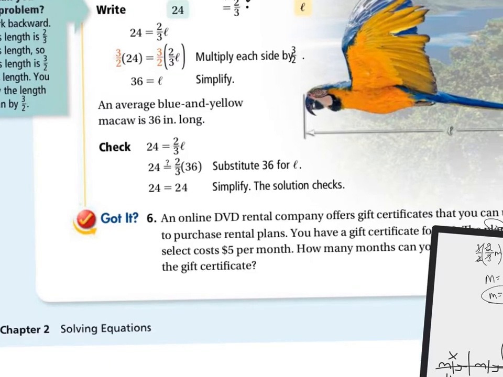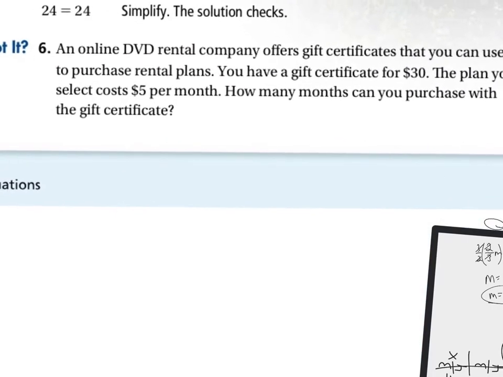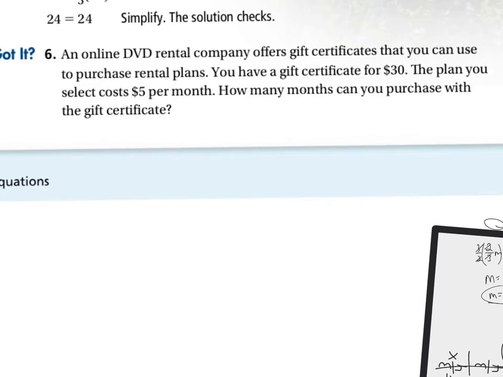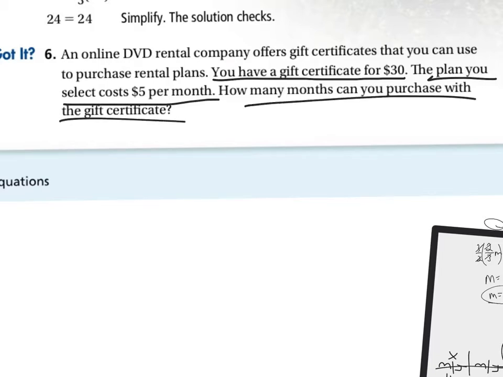So if we look at the guide at 6, an online DVD rental company offers gift certificates you can use to purchase rental plans. You have gift certificates for $30. The plan you select costs $5 per month. How many months can you purchase with the gift certificate?